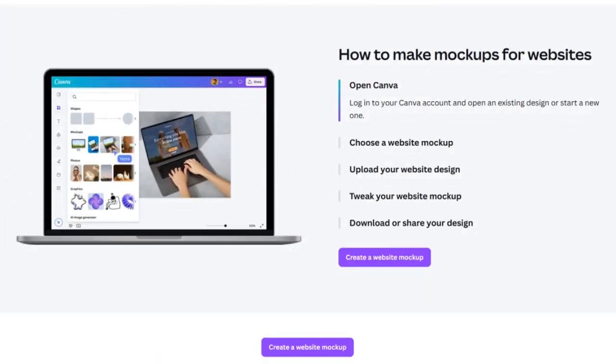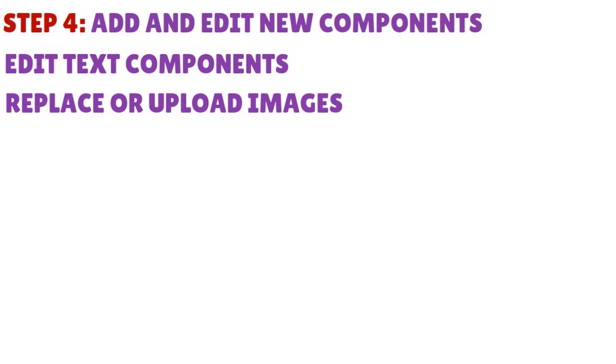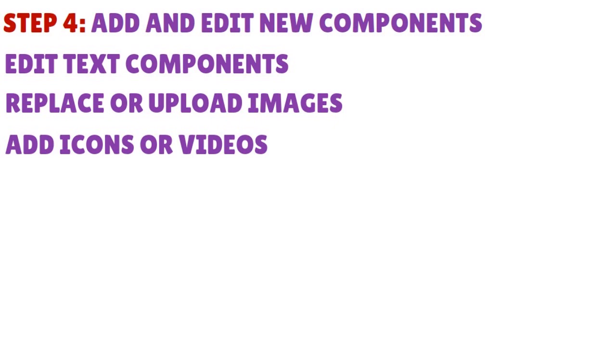Step number 4, you want to add and edit new components. This is really important if you are trying to finalize your website. Canva allows you to incorporate various components into your websites, from text and images to videos. You want to edit text components by clicking, typing new text, and resizing as needed. You can also replace or upload images by clicking on them, deleting them, and choosing new ones from Uploads or Canva's gallery. That's kind of cool. And you can also add icons or videos using the Elements tab on the left sidebar.